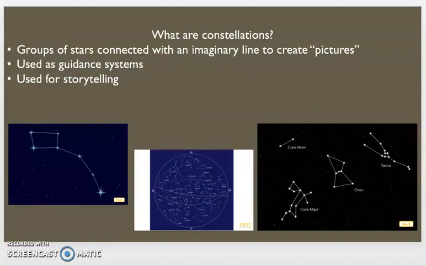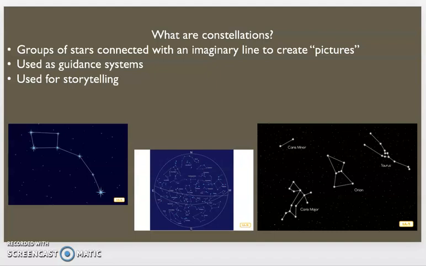We also learned about constellations. Constellations are groups of stars that can be connected with an imaginary line to create a sort of picture. Early people, before we had real maps and before we had real compasses and before we had the technological guidance systems that we know of today, they used these stars and these constellations as guidance systems.